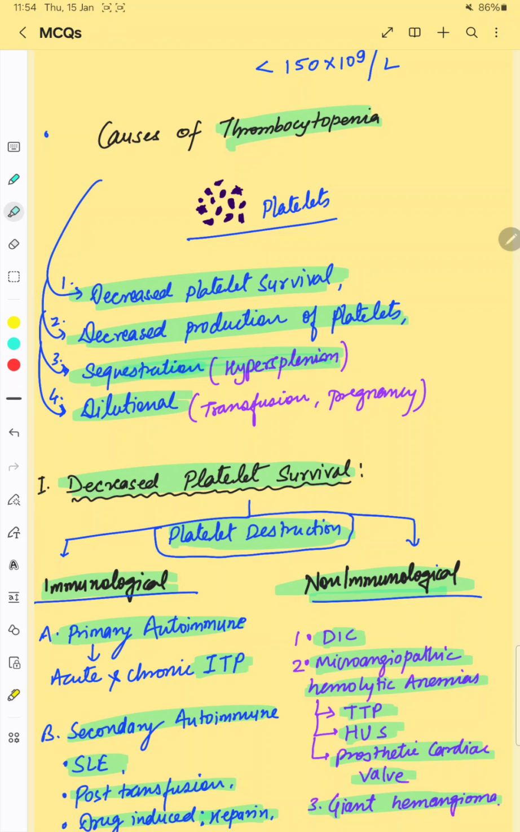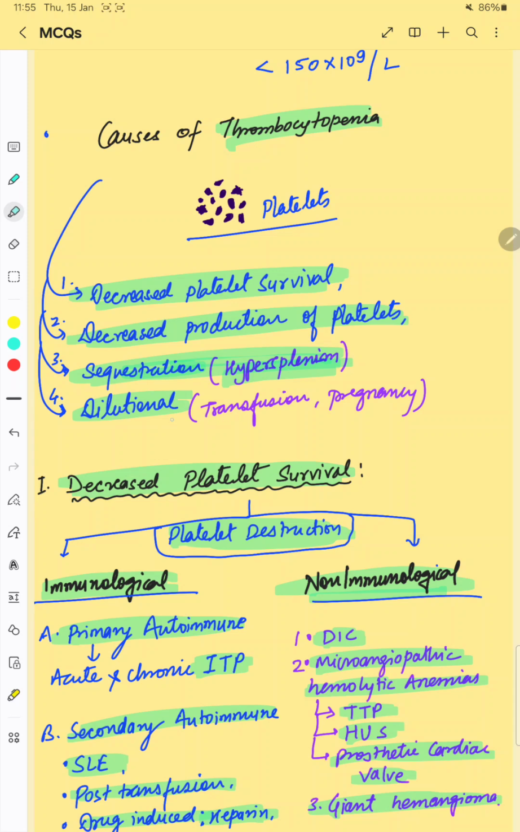The third category is sequestration. Normally 30 to 35% of platelets are sequestered and circulate in the spleen. But in hypersplenism, 60 to 70% of platelets are dumped or sequestered in the spleen and result in a decreased platelet count.